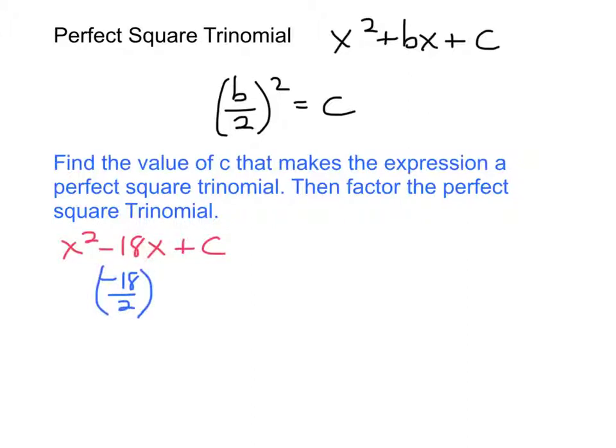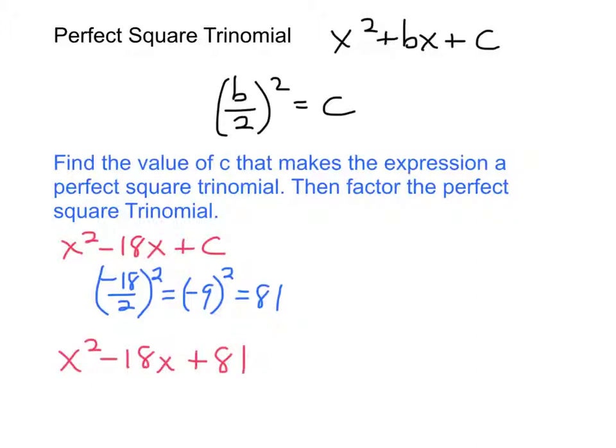And then we're going to square that answer. So negative 9 squared would be a positive 81. So we'll be adding 81 in place of the c. So we'd have x squared minus 18x plus 81.